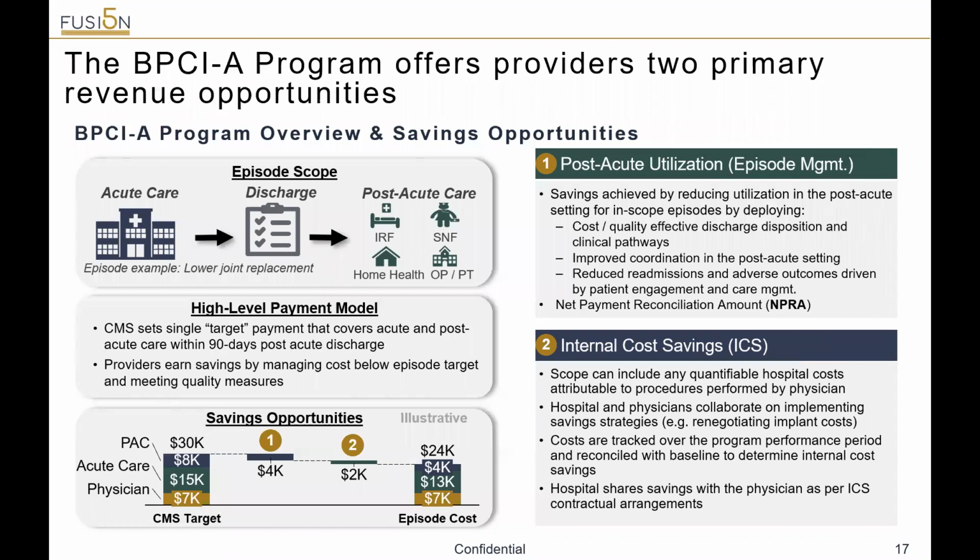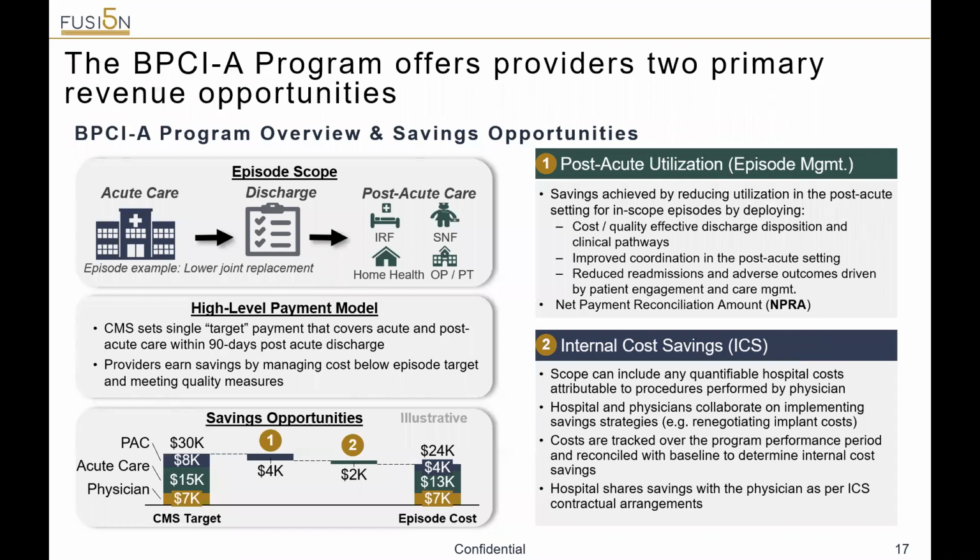So we talked about the episode scope and what it includes. The payment model is based on a target price that is set. So let's just say historically, CMS has determined that a procedure is $25,000 for the acute care and the post-acute care portion of time, okay? That is your benchmark, your target. Your goal is, can you manage that patient in a fee-for-service world to manage what their utilization of services are, especially in the post-acute care period, to be more patient-centered and thereby cost less.